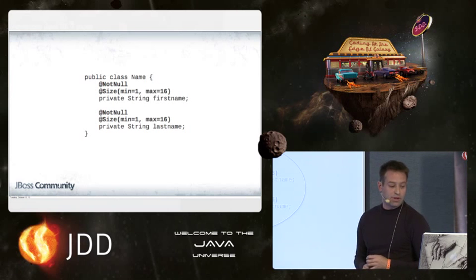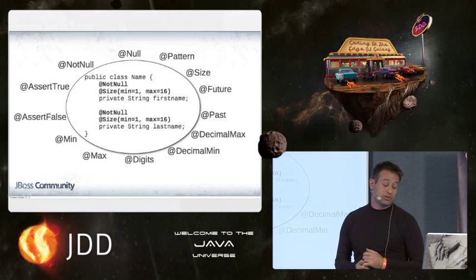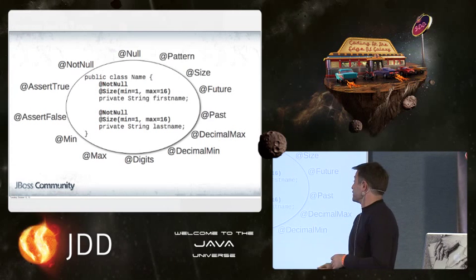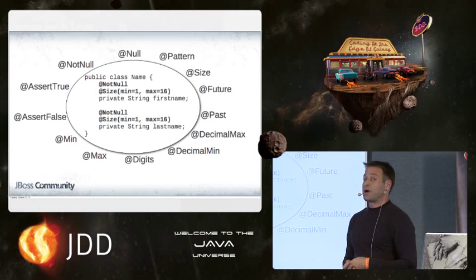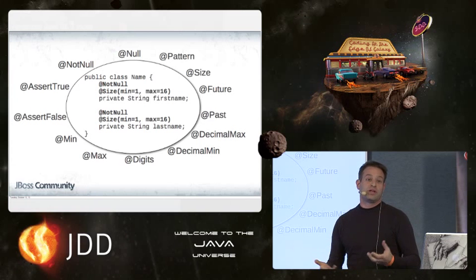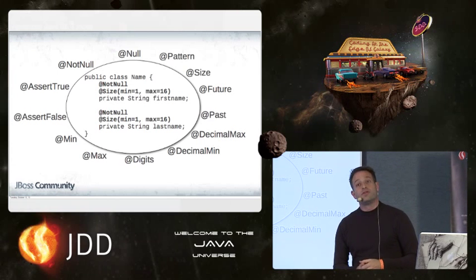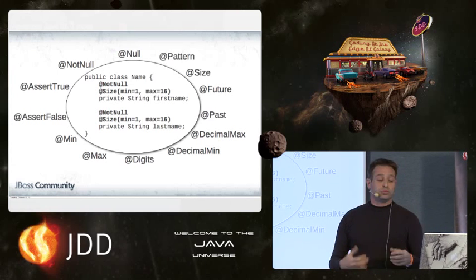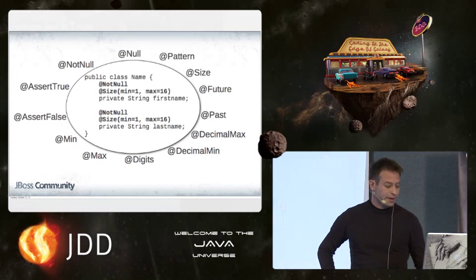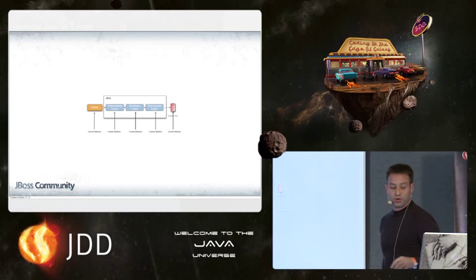And I mean, for everyone who knows Bean validation 1.0 in general, the specification comes with a whole bunch of built-in constraints you can use out of the box on your domain objects. Or, of course, you can write your own. There's an API to write your own constraints. It's a little bit small, maybe.